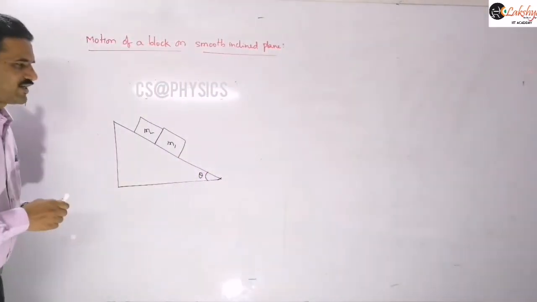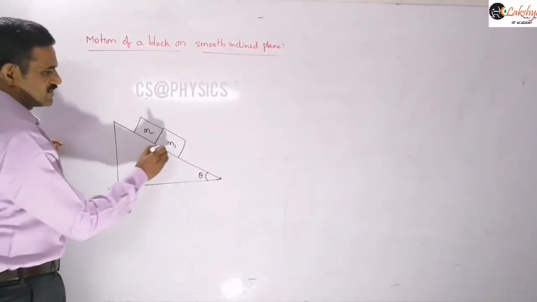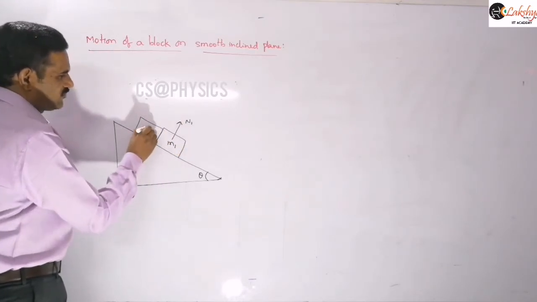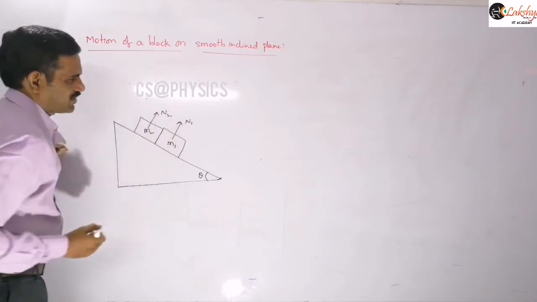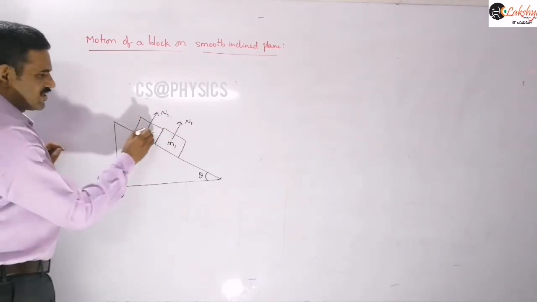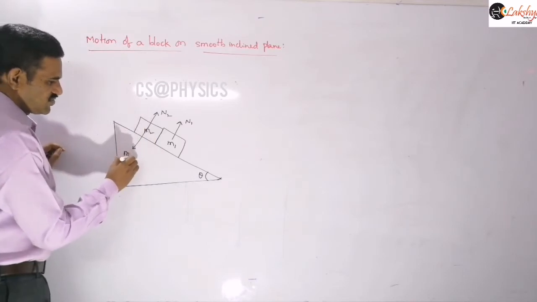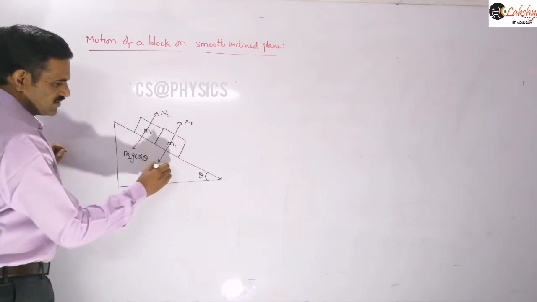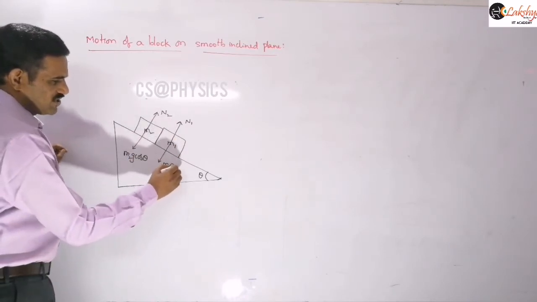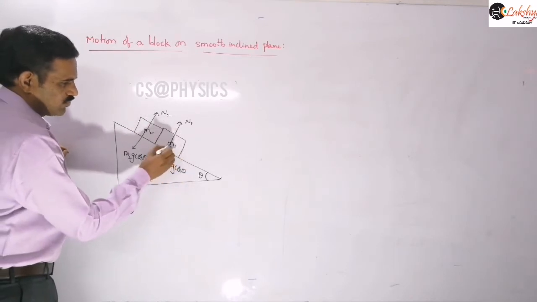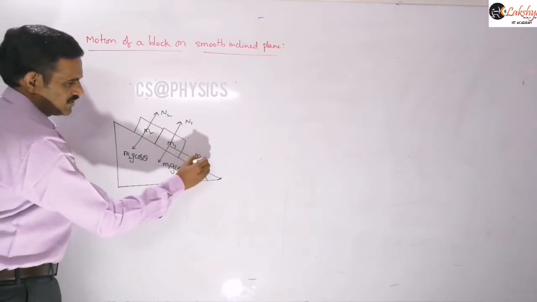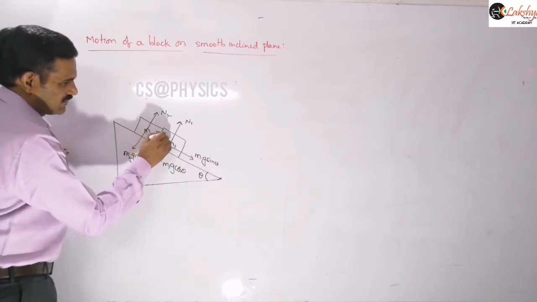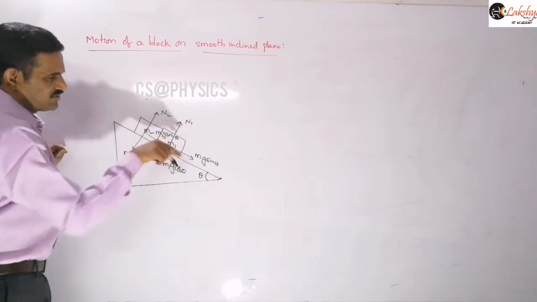For this one, a normal reaction will be there along this direction, say n1, and perpendicular to the inclined plane another normal reaction will be there, n2. Those normal reactions are balanced by m1g cos theta and m2g cos theta, same as what we mentioned previously. Along the incline, the components m1g sin theta and m2g sin theta will be there.